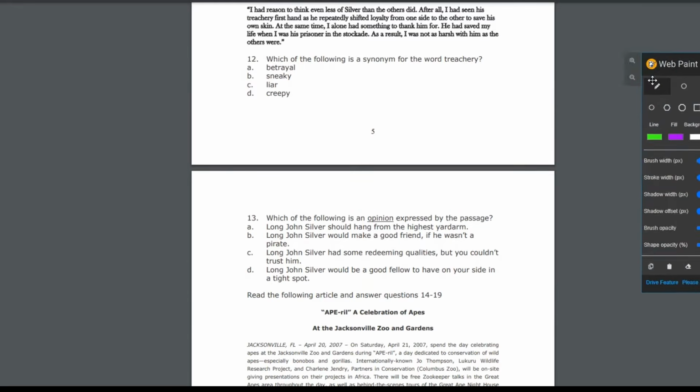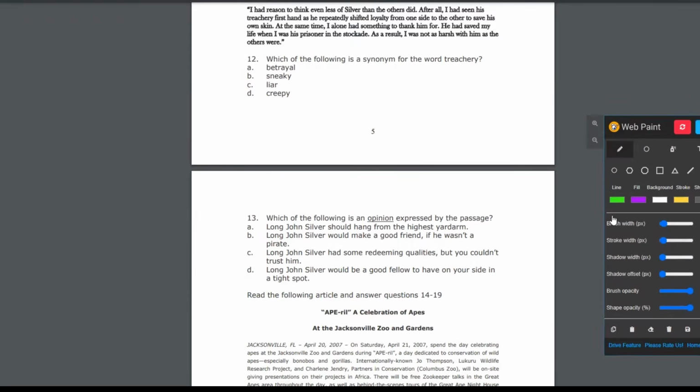And it's always based on what you see. You don't want to have your own opinion inserted when you are answering these questions. So the first option, he should hang from the highest yard arm, probably because he's treacherous. But based on what we read, does that lead us to believe that that's the opinion that we should have? No. Why? Because we were presented both sides. Yeah, he switches sides, but he saves lives.